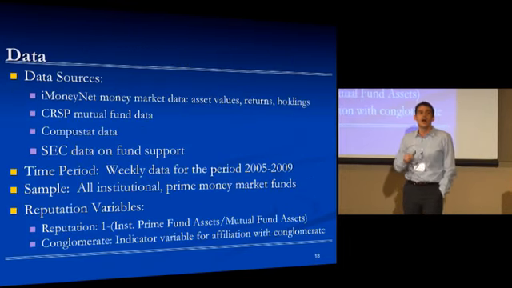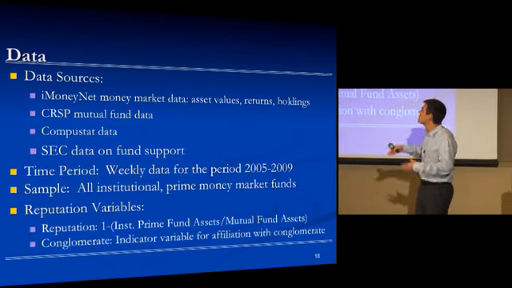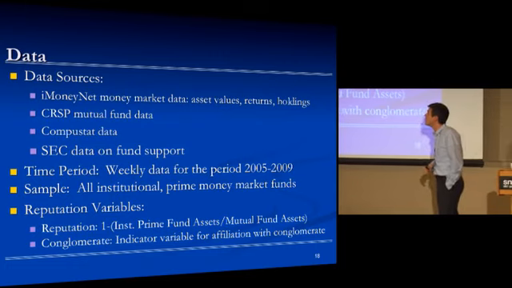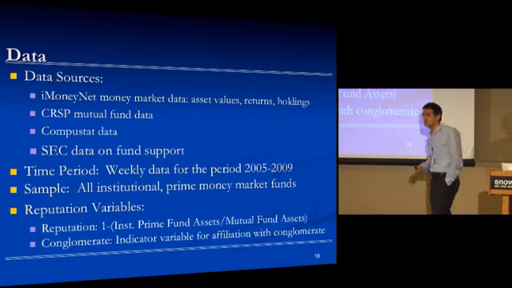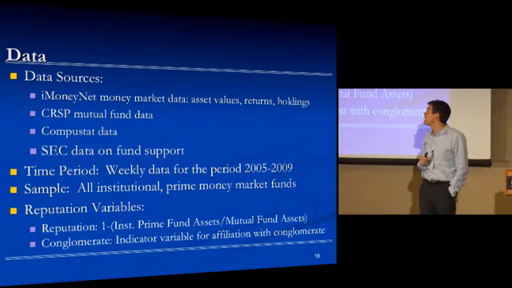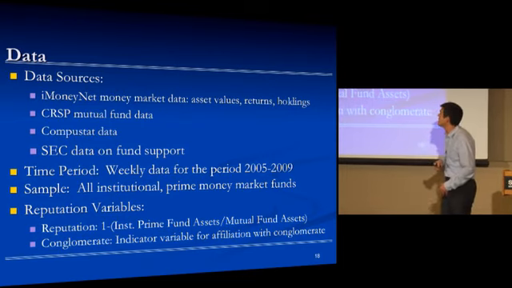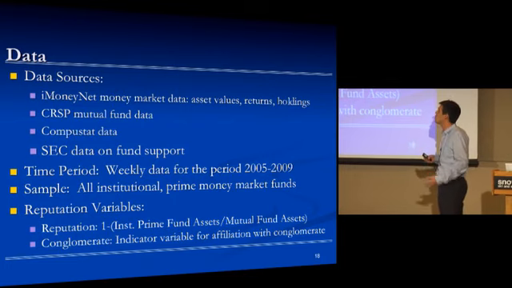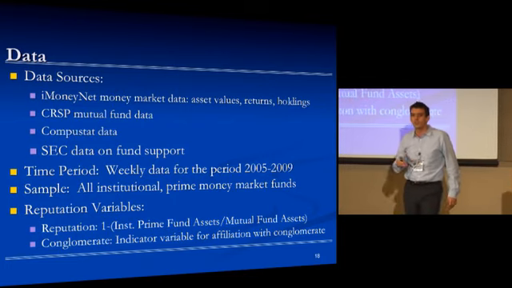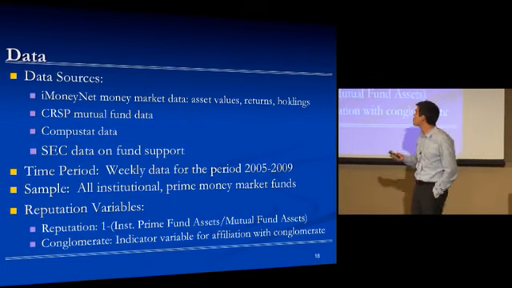Okay, so now I have given you the big picture. I want to go into the details of the paper. So we're going to get our data from a couple of different data sources. Our main data set is coming from iMoneyNet. That's the data provider within the industry. They collect data on asset values, returns, and holdings. We're going to merge that to the standard CRSP mutual fund data. We also merge it to Compustat data.